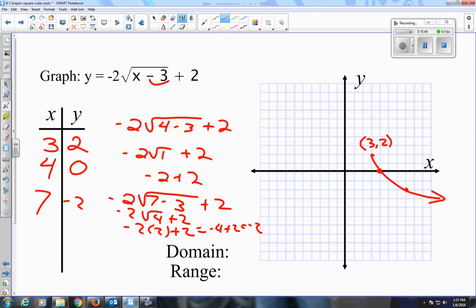Now, domain. X, what's the lowest value X can have? The lowest value X can have is 3, right? And then I can choose any value bigger than 3. So I would say for the domain that X is greater than or equal to 3. Now the range. Think about this. Y values. Y is always up and down, right? So what's the highest Y can be? It can be 2, and then it's going to go down from there. So Y for the range will be less than or equal to 2.